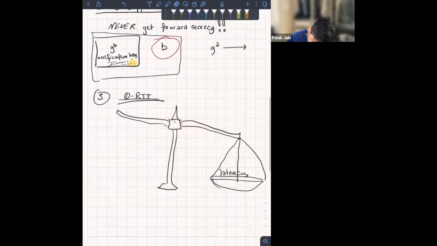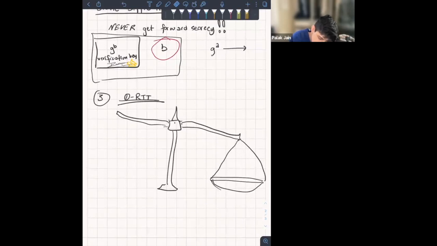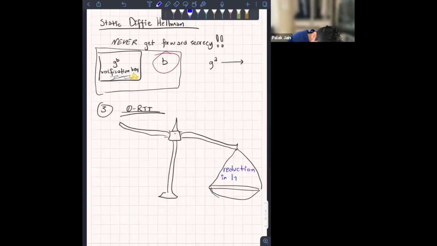So maybe we write this in this color. So a reduction in latency over what? We're looking for more of a reduction in latency over the security guarantees.